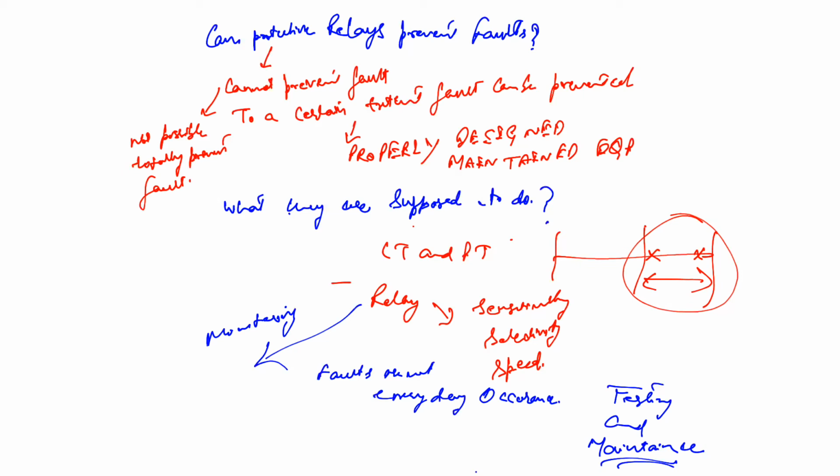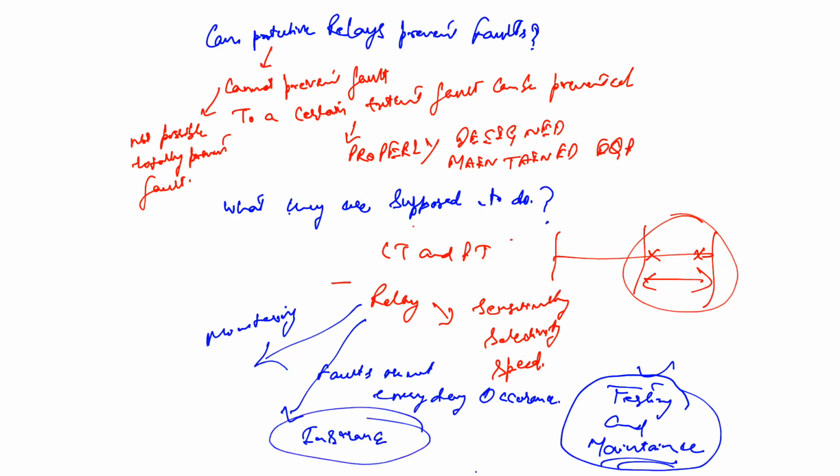That is, it is said that the relay operates more times during testing and maintenance than during an actual fault. However, it will continuously monitor the power system in anticipation of the fault. So we can say that a relay is an insurance against the damage due to the faults.